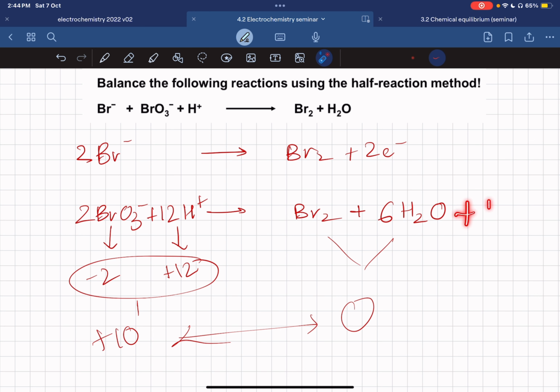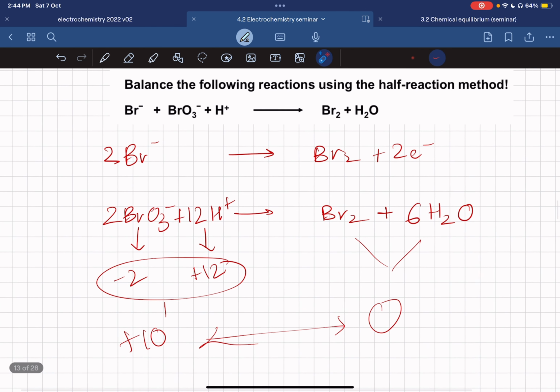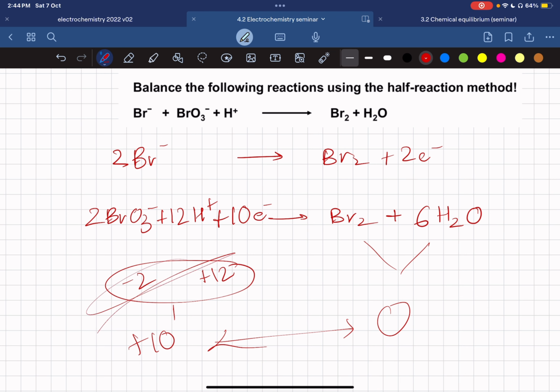You might think, oh, we can just add 10H plus over here. But then if we do that, we have to add 10 over here as well. Then it's going to mess up the whole thing, okay? Instead of doing that, what if we just move this to the side, cut these out, move this to the side as well, and we just add 10 electrons. Boom.